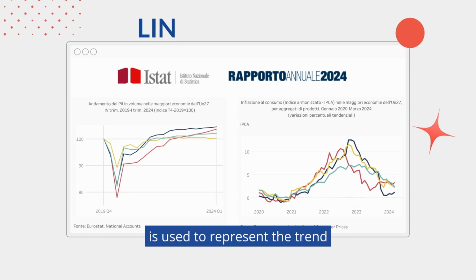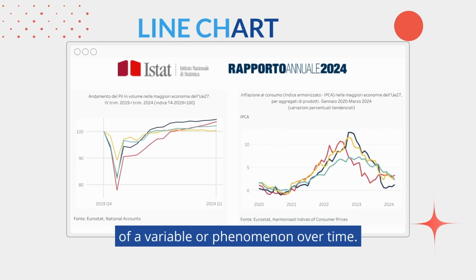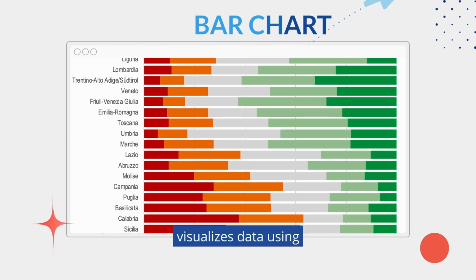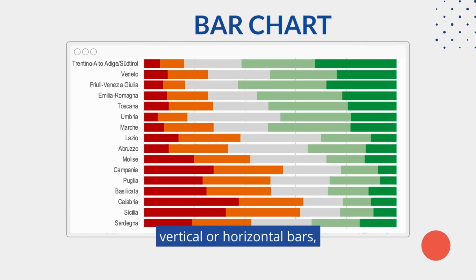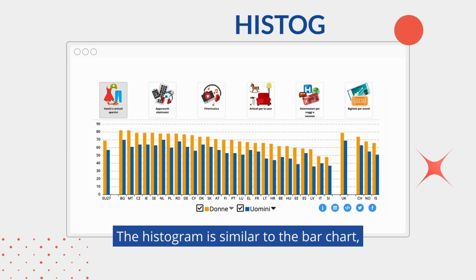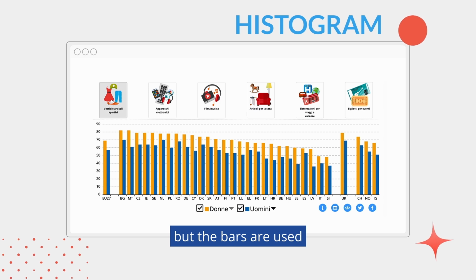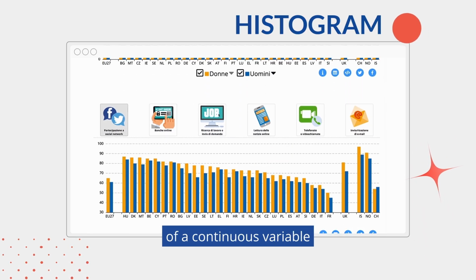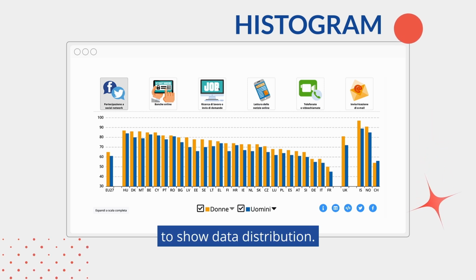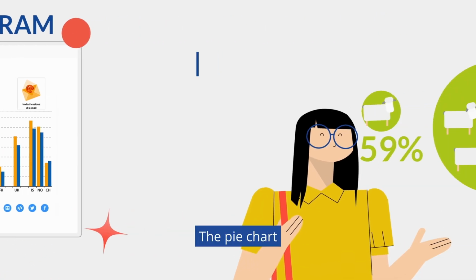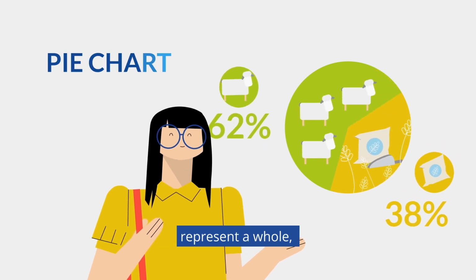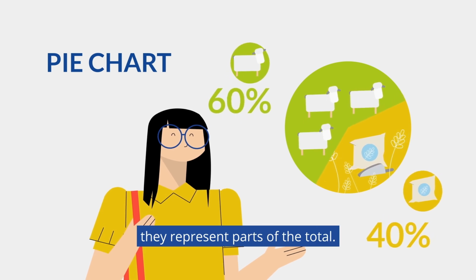The line chart is used to represent the trend of a variable or phenomenon over time. The bar chart visualizes data using vertical or horizontal bars, where the length of the bar is proportional to the value. The histogram is similar to the bar chart, but the bars are used to represent the frequency of a continuous variable divided into intervals. It is preferable to use it to show data distribution. The pie chart is useful for displaying data that, when combined, represent a whole, while individually they represent parts of the total.